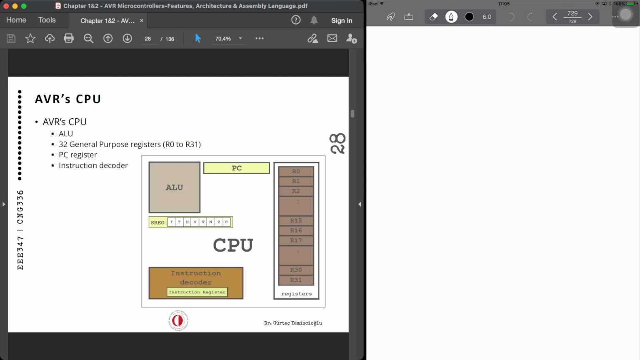Before we get into the details, I want to show some simple instructions that we use in AVRs to deal with these GPR and the ALU itself. The one important instruction that we are going to see is LDI. So what is LDI?